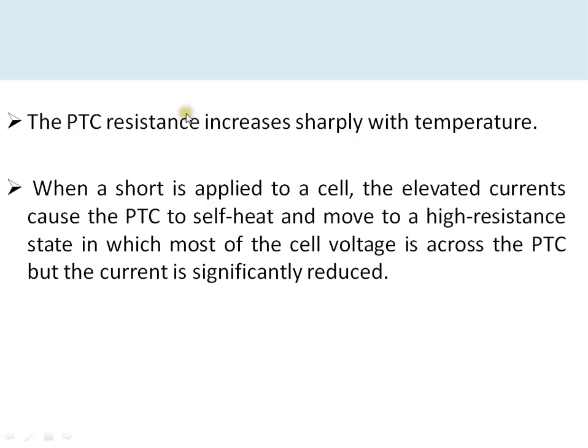Here you can see this PTC resistance increases sharply with the temperature. Whenever any short is applied to the cell, the elevated currents cause the PTC to self-heat and move to a high resistance state, in which most of the cell voltage is dropped across the PTC, but the current is significantly reduced. So these are the different protections that are built into the 18650 lithium ion battery.